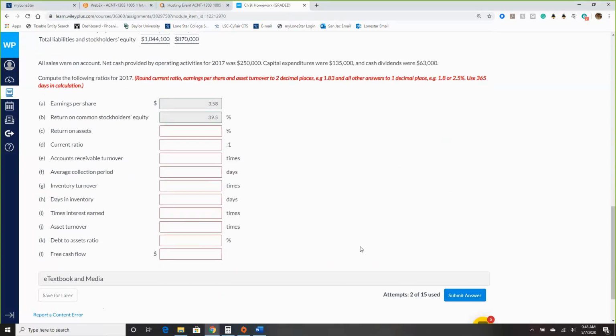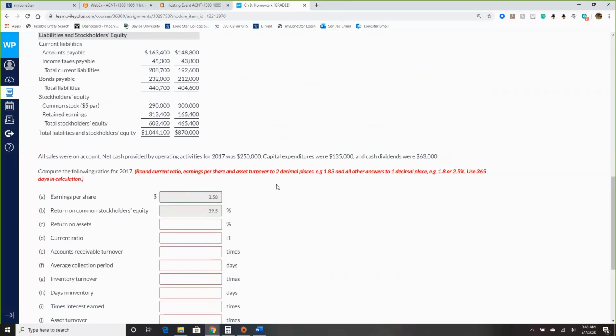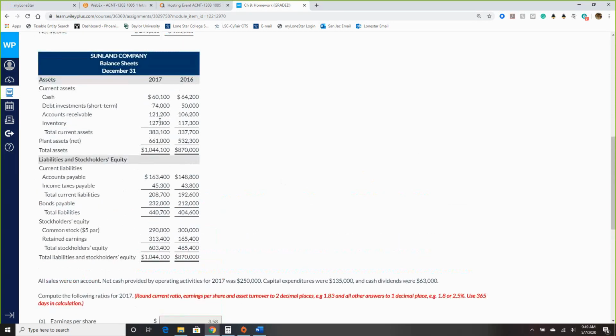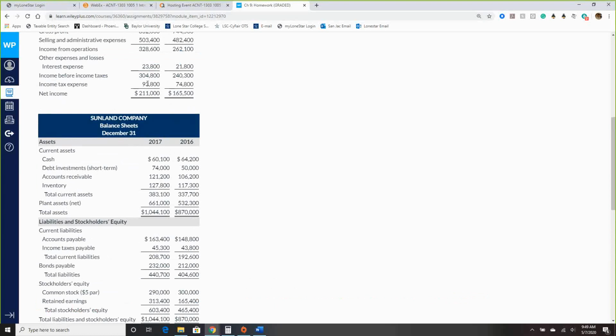So definitely watch out about that with the first one, earnings per share. Make sure you take your par value and divide it into these numbers to find how many outstanding shares. Then add those outstanding shares, divide by 2 to get the average, and then divide that into net income.